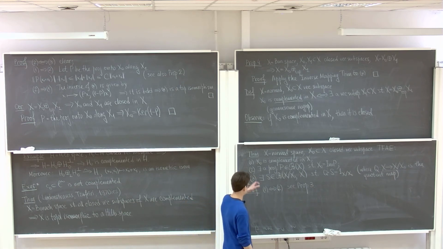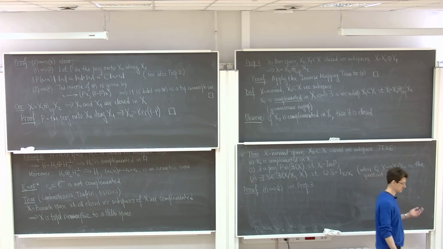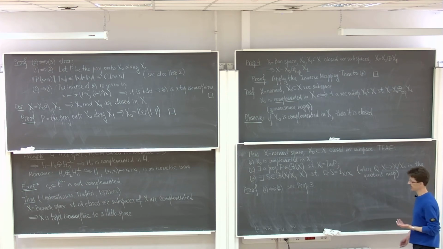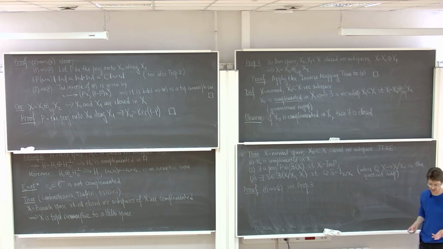And this implies that 1 is equivalent to 2, because if X0 is complemented, then we take the respective space X1, such that X is a topological direct sum, and just take the projection onto X0 along X1. And it will be bounded by proposition 3. And conversely, if X0 is the image of a bounded projection, then X is the topological direct sum of the image of P and of the kernel of P.